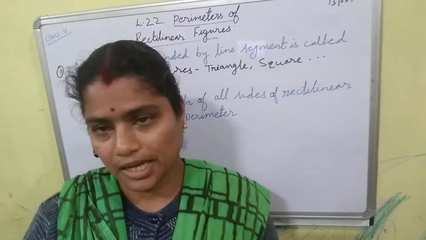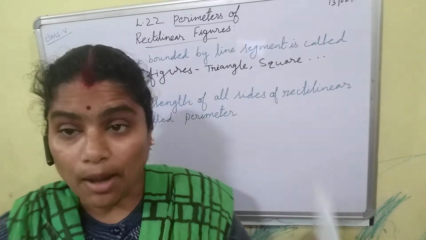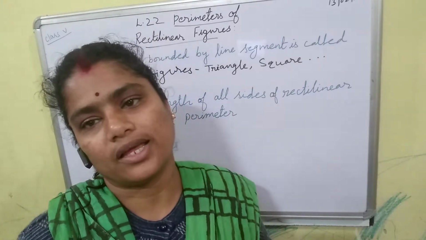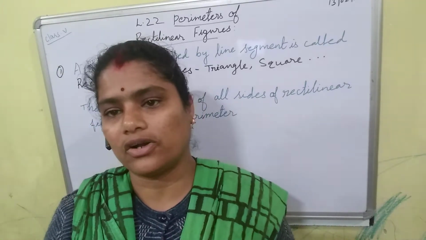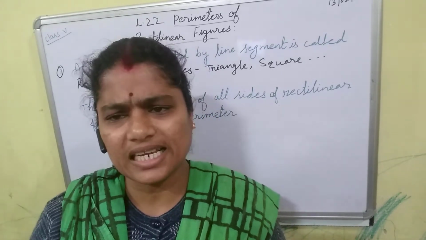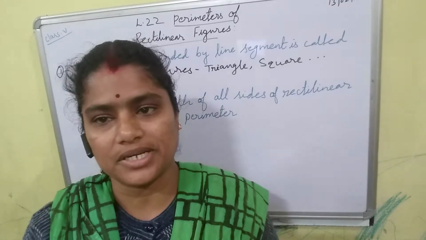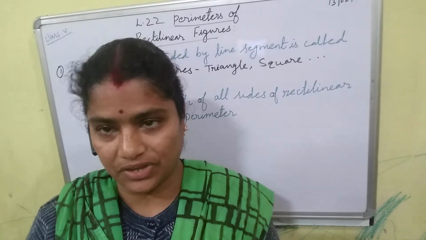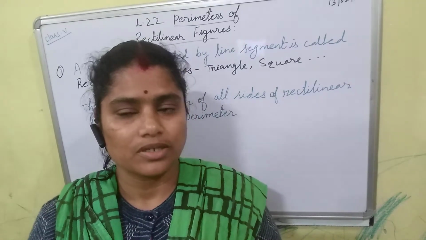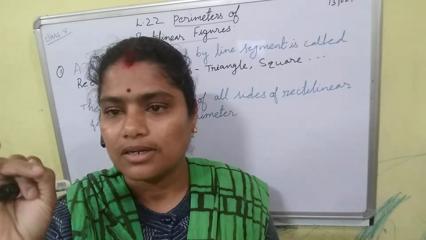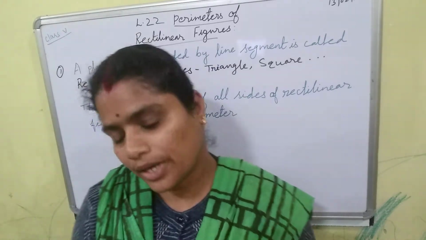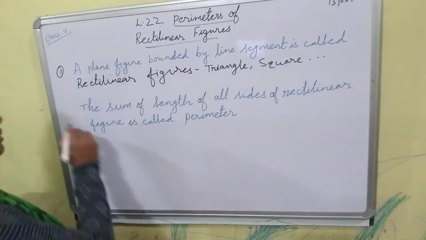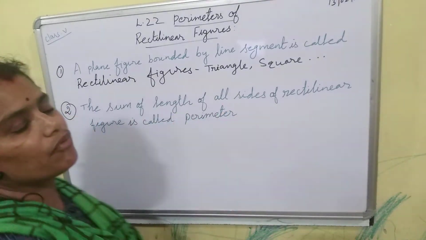Then, the second point: the sum of all sides of a rectilinear figure is called the perimeter. We are going to learn the perimeter of rectilinear figures. Only three topics: rectangle, triangle, square.